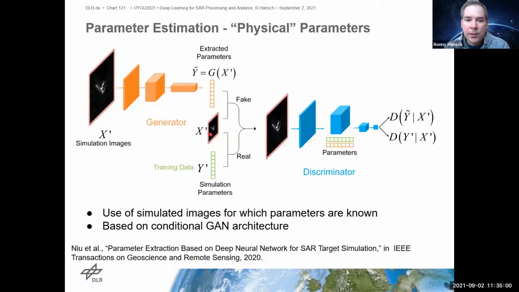So you train the discriminator with either estimated parameters or the true simulation parameters, and the discriminator needs to decide whether it's real or fake, right? Estimated or the true ones. And the error that this discriminator is making is backpropagated into the generator. So you're basically telling the generator how to change its parameters to produce the output that is confusing the discriminator. That's the basic idea. And then you train those two networks against each other.